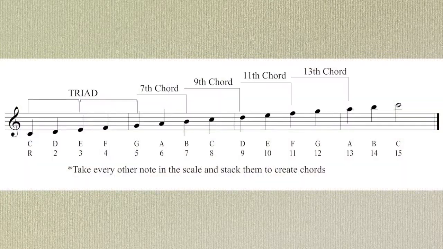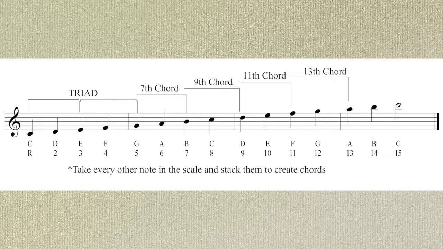The next slide here is how we construct chords from that scale. So we're going to take the root, or 1, the 3, and the 5. So the first note of the scale, the third note of the scale, and the 5th note. And combining those 3 notes will give you what's called the triad.